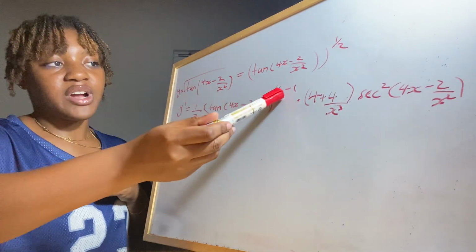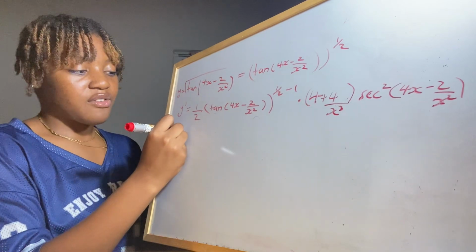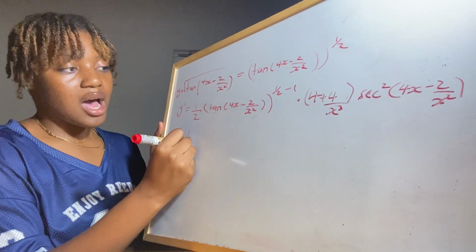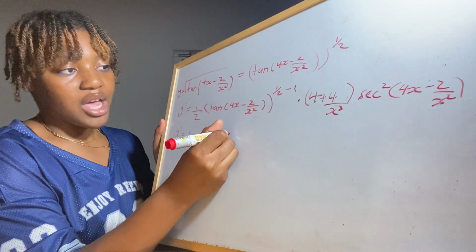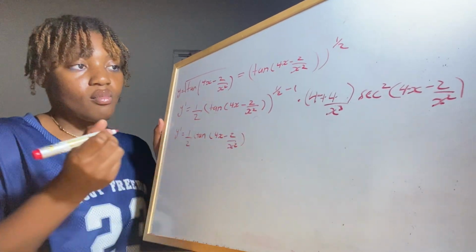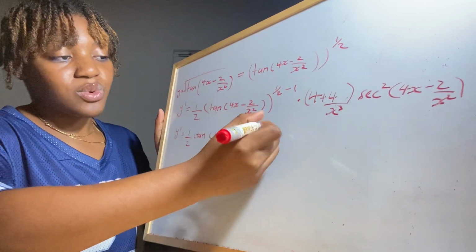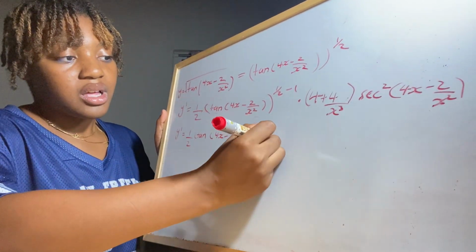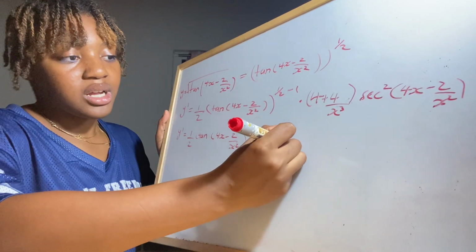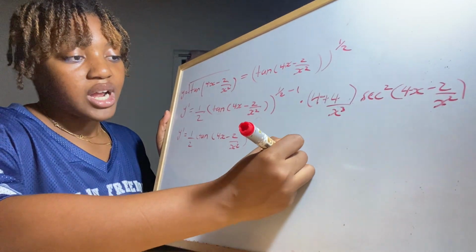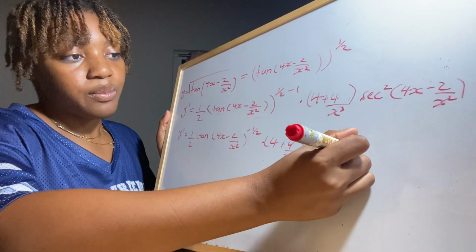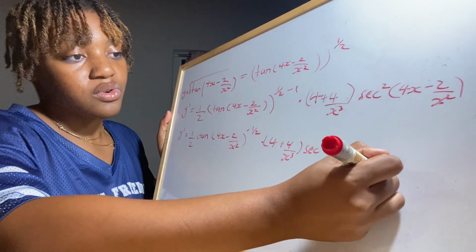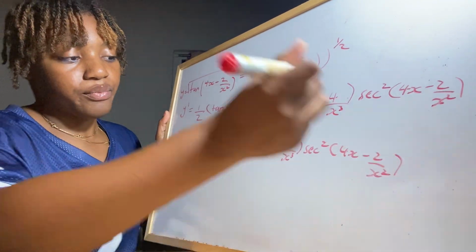So I'm going to simplify right here. I'm going to have y' is equal to half tan(4x - 2/x^2), with half minus 1 being negative a half, and this would be times (4 + 4/x^3) sec^2(4x - 2/x^2).